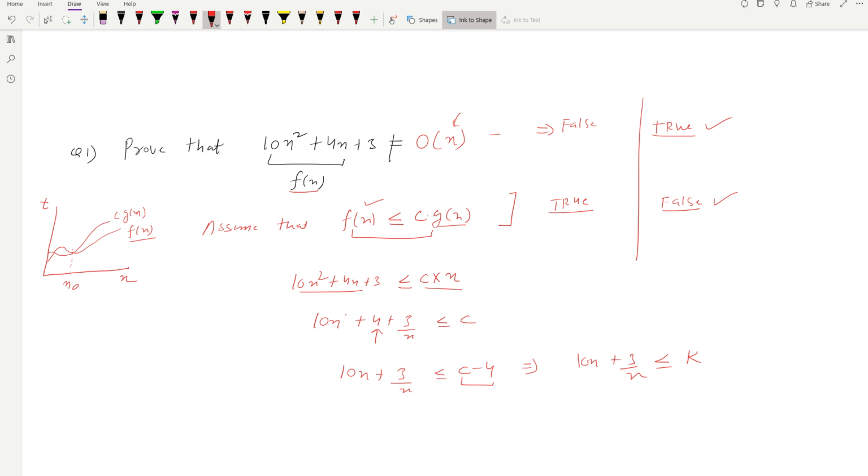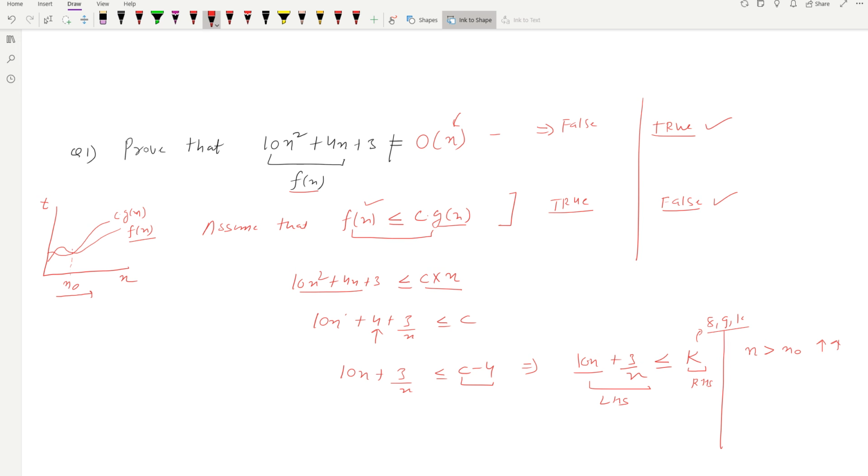Okay, now if you observe that when this particular n value is increasing and increasing, then after some n naught value, that is n greater than some n naught, what will happen? This particular term is going to increase, but the right hand side term is a constant. Let us suppose this constant is 8 or 9 or 10, whatever constant you can assume. But when n keeps on increasing after some n naught value, the left hand side, LHS, will keep on increasing.